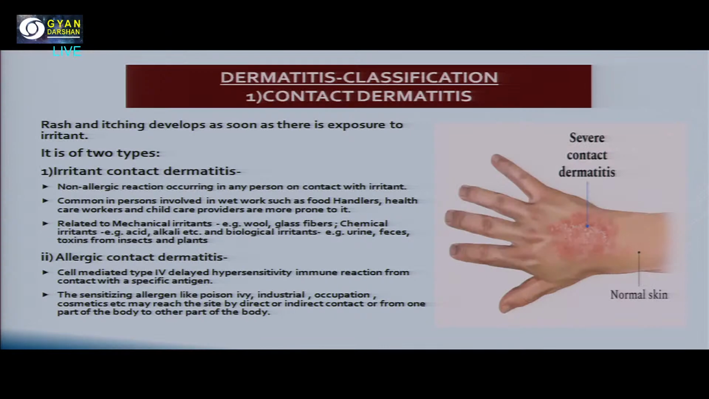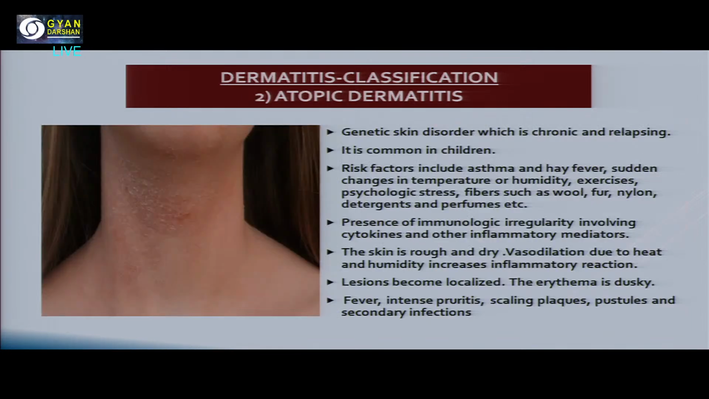Then the next important problem is dermatitis. Dermatitis means inflammation or infection over your skin. It is of two types: irritant, which may be because of irritation, and allergic, which is because of an allergen. Non-allergic reaction may be due to a mechanical irritant, chemical irritant, or biological irritant, and allergic dermatitis may be due to poison ivy, industrial, occupational, or cosmetics.